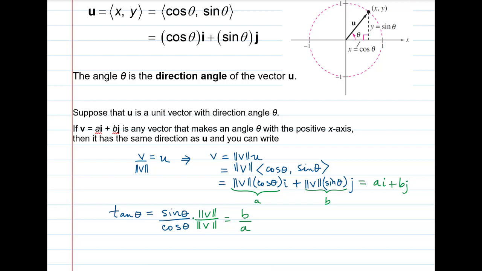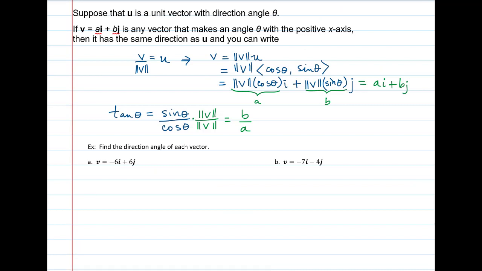And there you have it. Tangent of theta is equal to b over a. So if you want to find theta, you're just going to have to use your inverse tangent to find the angle theta, the direction angle here. So let's look at some examples here.